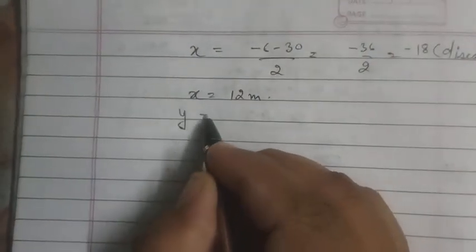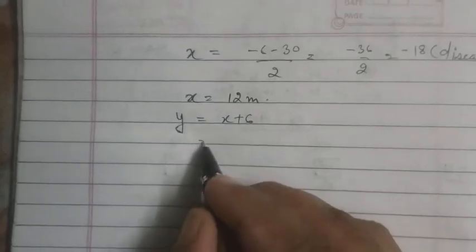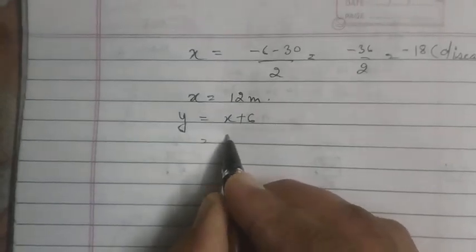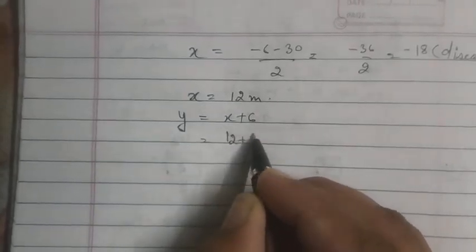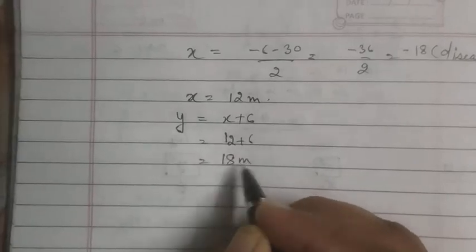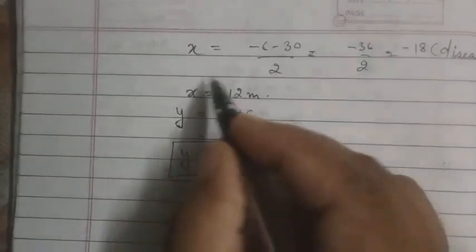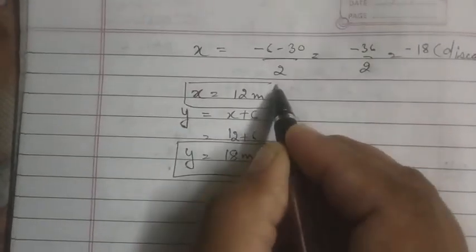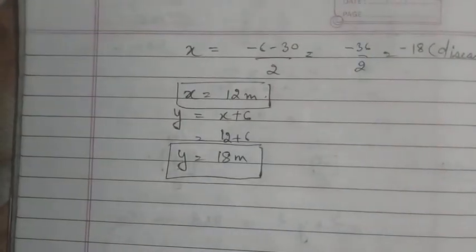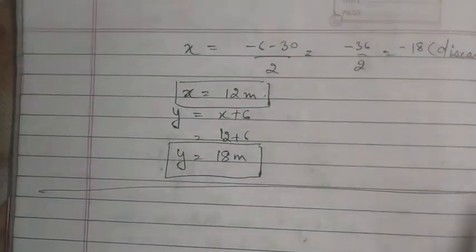So y was x plus 6. Now substituting the value of x there, that is 12 plus 6, so that will be 18 meters. So one of the squares has a side of 12 meters and the other has a side of 18 meters. I think the question is clear.